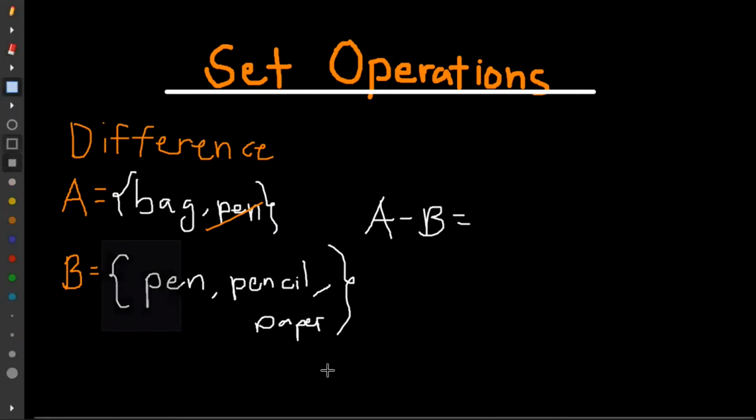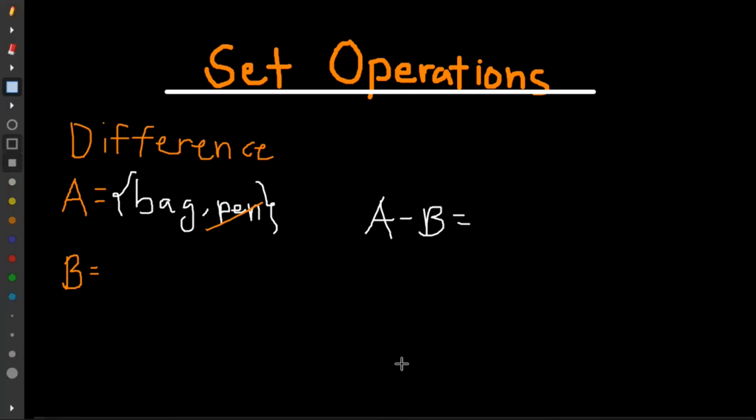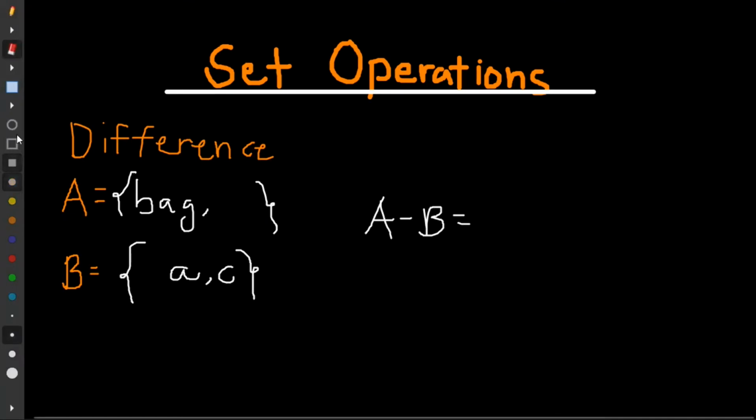Now what if B does not contain any element similar to A? Let's say some random letters, say A and C. What will be the outcome of A minus B this time? The outcome is still a bag and a pen, since there are no elements that will be subtracted from A.